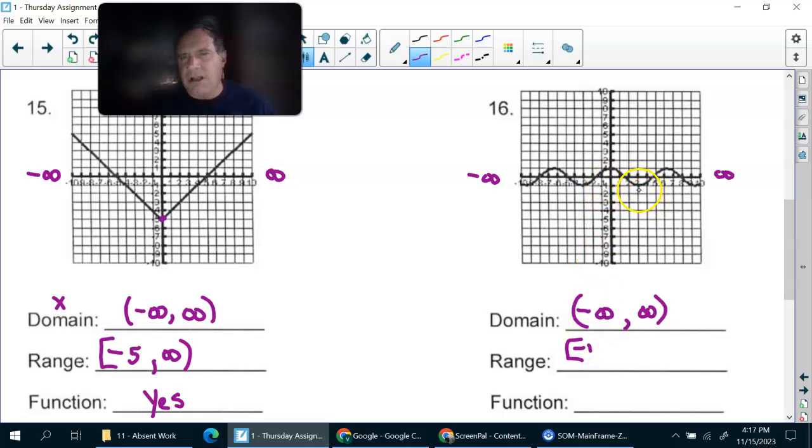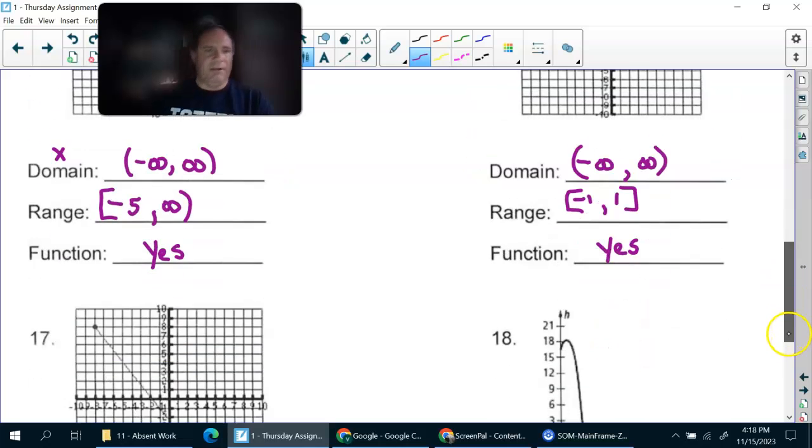It hits -1 a number of times. So you don't even need to see a closed circle. You just need to see that it hits -1 a number of times. It also hits +1 as the highest point of the graph. This is a function. If you did a vertical line test, it only goes through once.